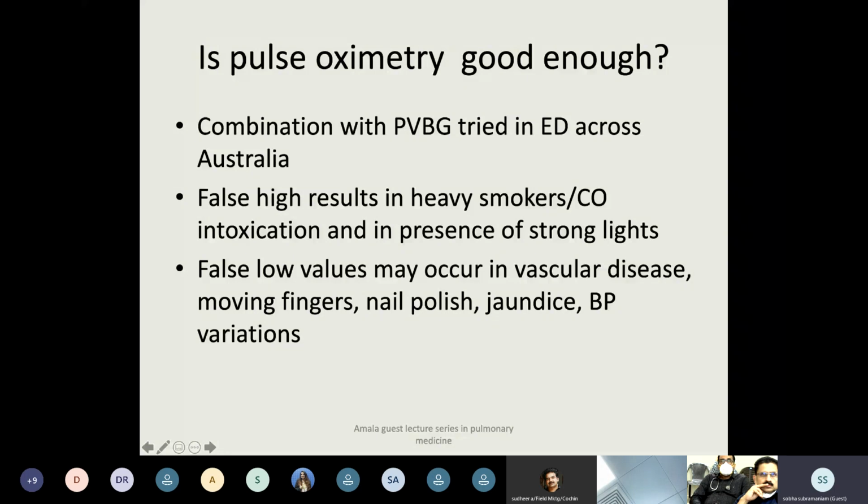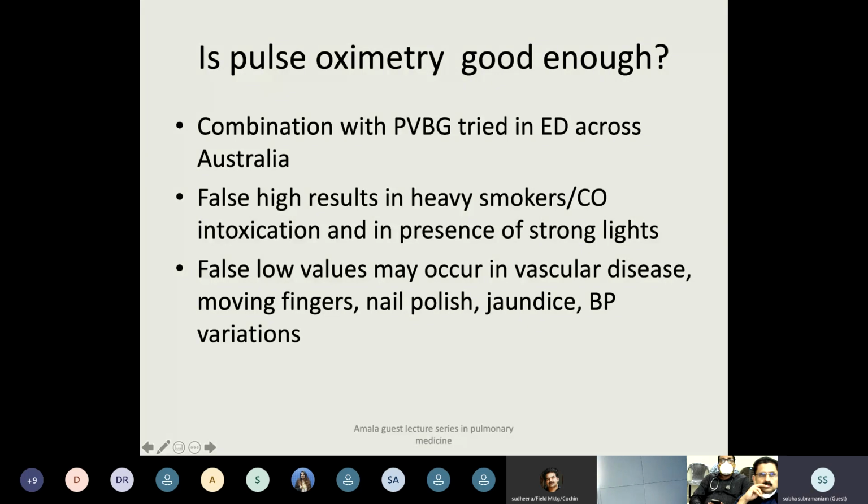At the same time, we should know the limitations of pulse oximetry. False high results can occur in heavy smokers, carbon monoxide intoxication, and in the presence of some strong lights in the room itself. You can get false high results, because this is actually recording the infrared beam radiating from the nails or from the finger pulp. So this can give falsely high results in some cases.